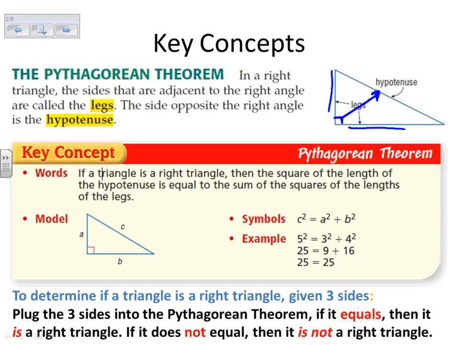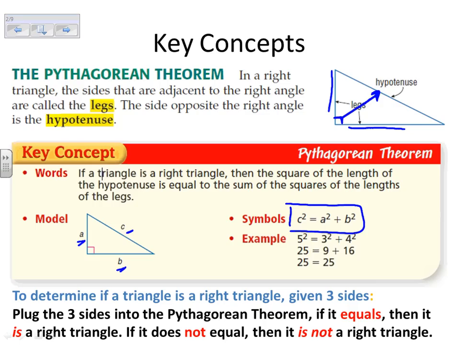Okay, so here's the key concept. If a triangle is a right triangle, then the square of the length of the hypotenuse is equal to the sum of the squares of the lengths of the legs. Basically, all that means is a squared plus b squared equals c squared, or leg squared plus leg squared equals hypotenuse squared. And here is your formula right here: c squared equals a squared plus b squared. This is one that you should know. That's Pythagorean's theorem.